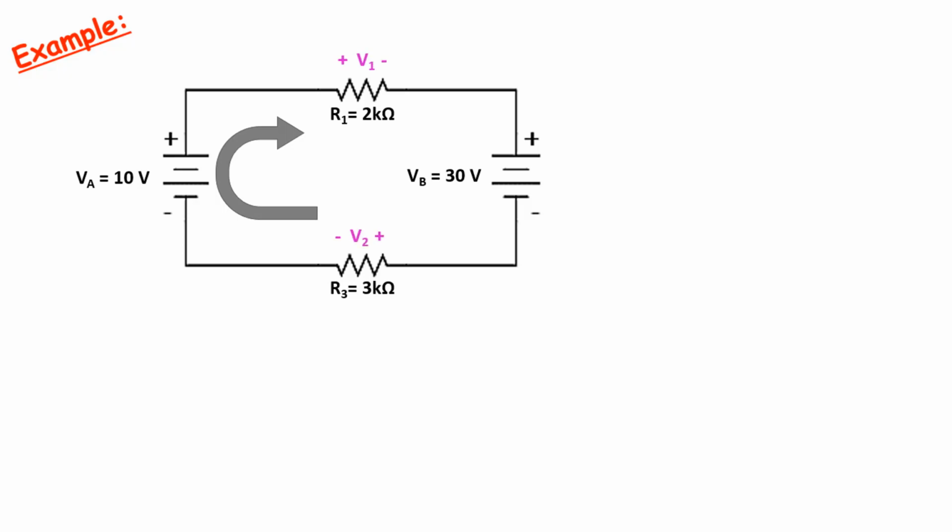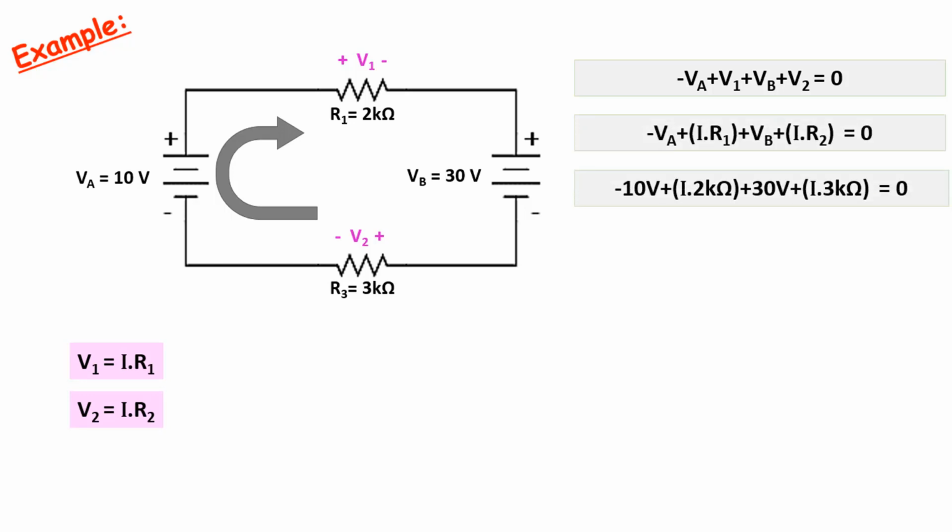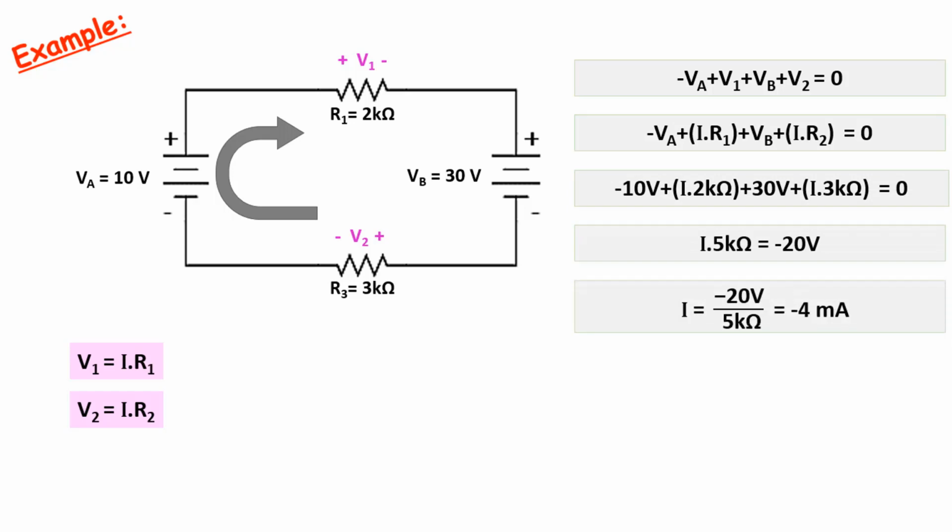When we write Kirchhoff's voltage law according to this current direction, it will be negative VA plus V1 plus VB plus V2 equals 0. We know that V1 is I times R1, V2 is I times R2. Let's substitute these values. From here, the current value will be negative 20 volts divided by 5 kiloohms. At the end of this process, the current value becomes negative 4 milliamps.